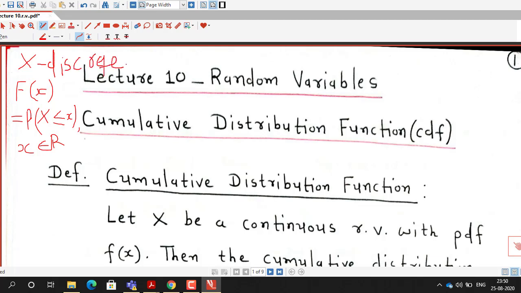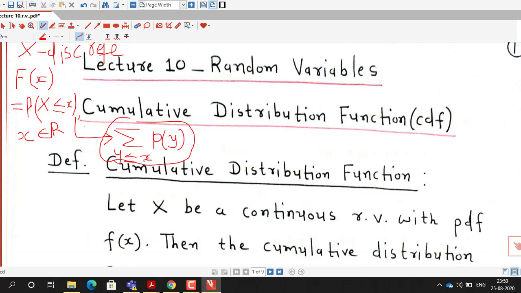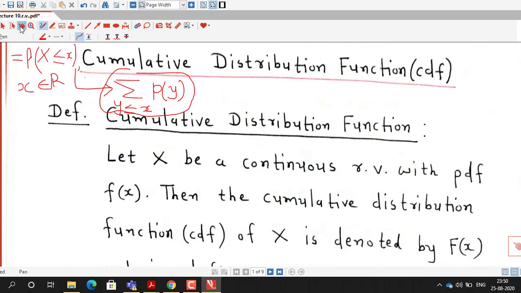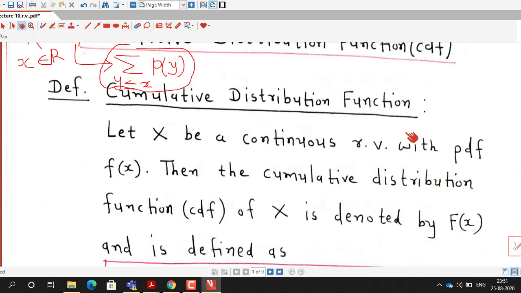Now for a continuous random variable also the definition is the same. The only difference is that for a discrete random variable this is given by the summation of values of the probability mass function where y is less than or equal to small x. For a continuous random variable this summation is going to be replaced by integrals. So let us see what the CDF is for a continuous random variable.